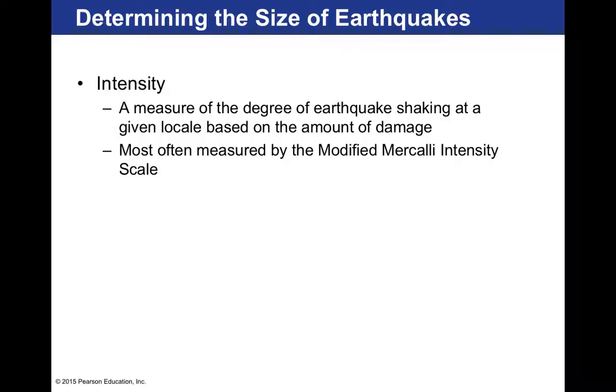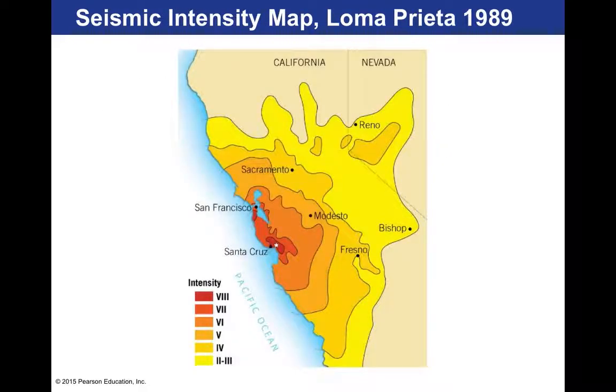Earthquake intensity. The intensity of an earthquake is simply a measure of the degree of earthquake shaking at a given location based upon the amount of damage that happens. We typically measure intensity with something called the modified Mercalli intensity scale. This isn't the scale that's typically announced in the news when an earthquake happens, but it measures the earthquake's intensity due to damage. This is just an example of an earthquake using that Mercalli scale in 1989.